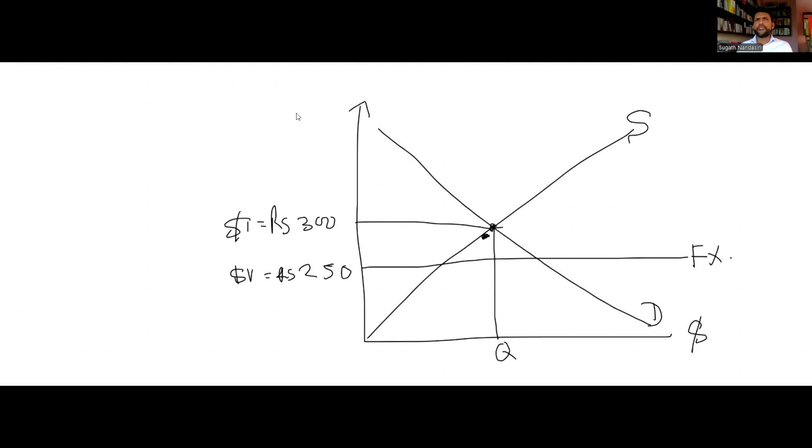Right. Let's look at certain advantages and disadvantages. In your question paper, they usually test this one. What are the advantages of floating rate system? What are the advantages of fixed exchange rate system? Let's look at fixed exchange rate system. Now, fixed exchange rate system, it is a fixed rate. The name itself gives you an idea.